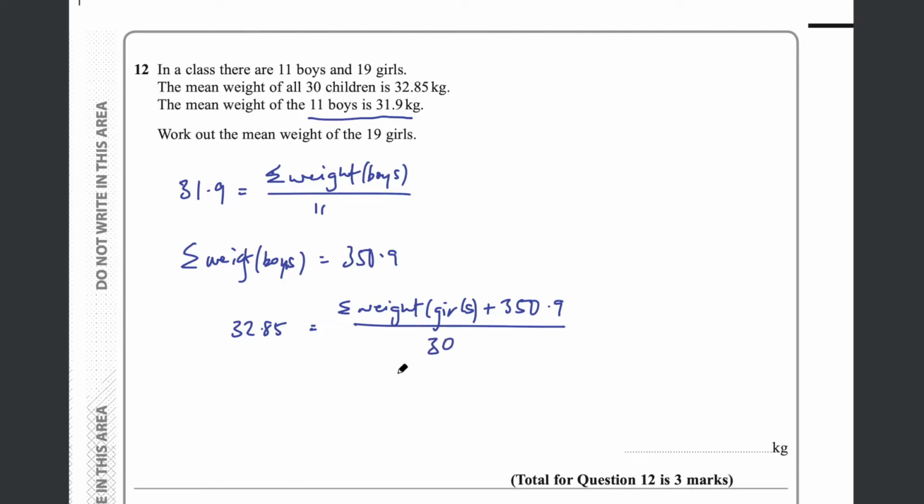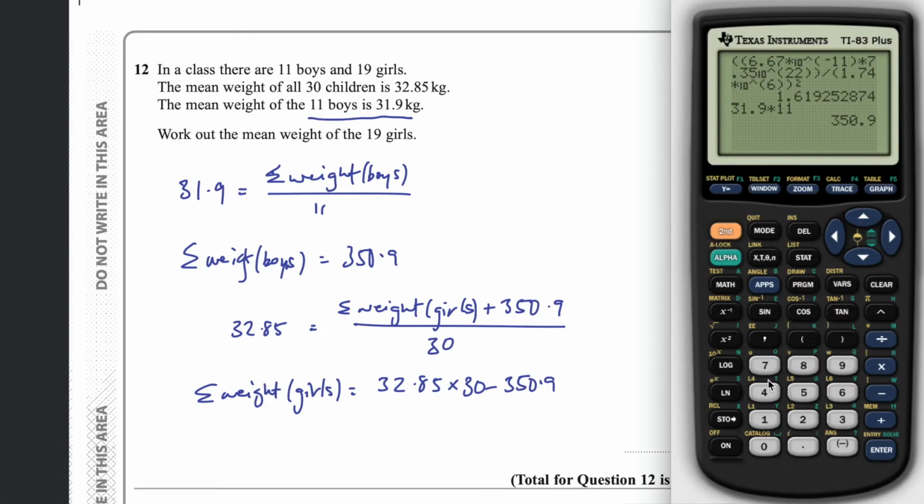Then we can solve this equation for the weight of the girls and then divide that by 19 and we'll have the mean. So multiply this by 30. So let me just write this down. So the sum of the weight of the girls is going to be 32.85 multiplied by 30 and then subtract 350.9.